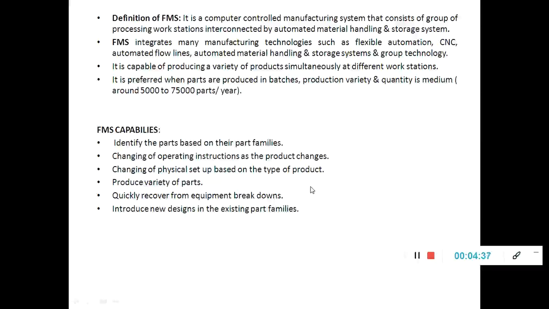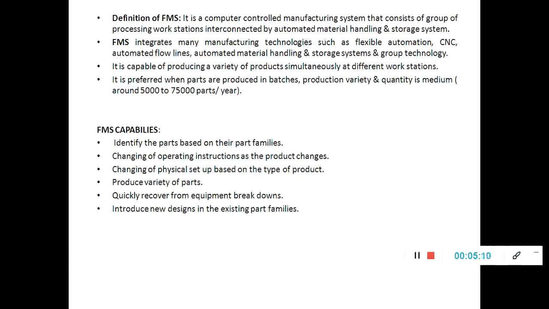Now coming to the FMS. What do you mean by flexible manufacturing system? A flexible manufacturing system is a computer controlled manufacturing system consisting of a group of processing workstations. These processing workstations may be CNC machines, robots, VMCs, HMCs, right? This group of processing workstations is interconnected by an automated material handling system and storage system.